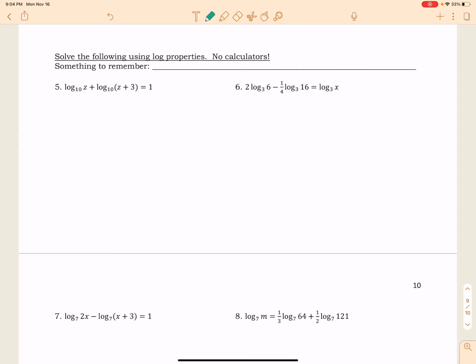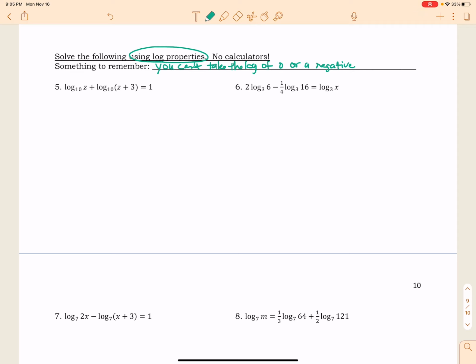Okay, we are going to talk about solving using our log properties. The thing you need to remember here is that you can't take the log of 0 or a negative. So we will have to check our answers in our originals.